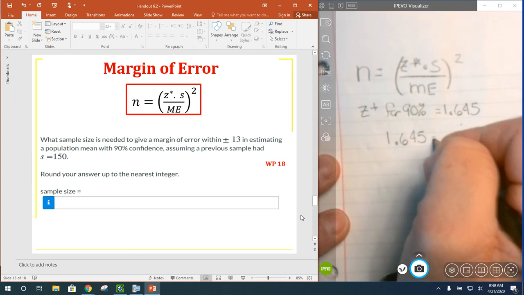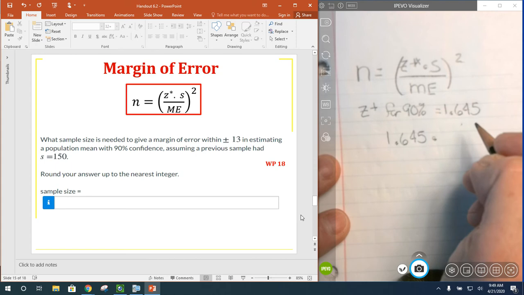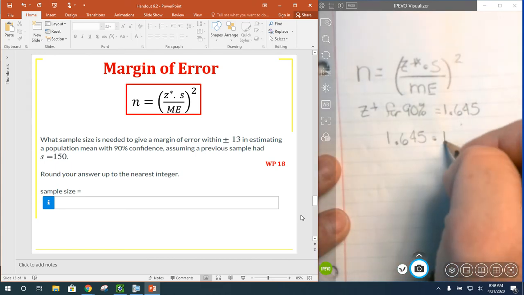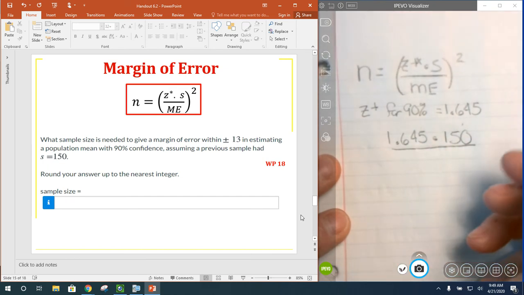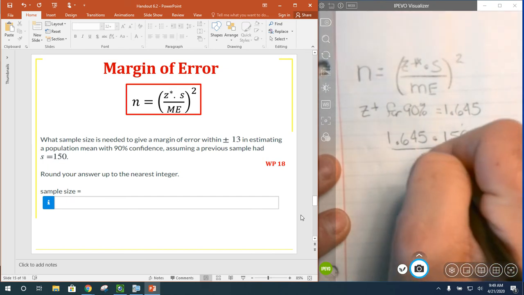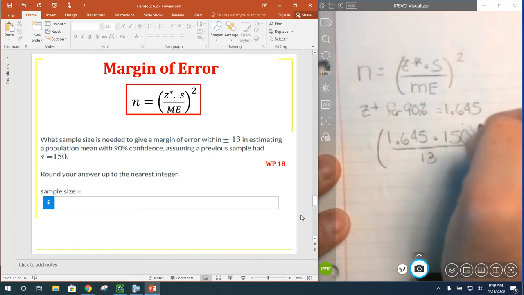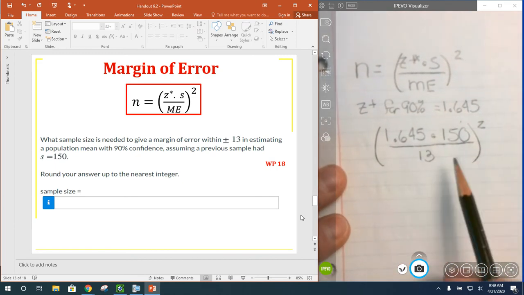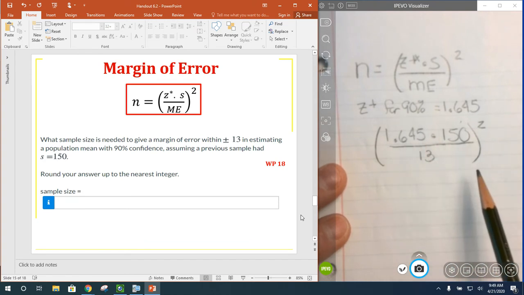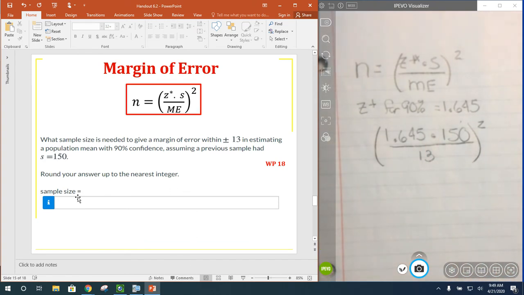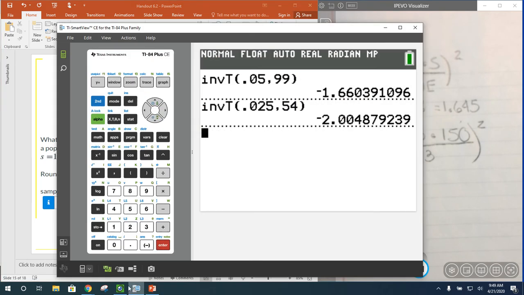I need it multiplied by the standard deviation, the s value, which was 150. And I need to divide it by the margin of error, which was given to be 13. And don't forget that value has to be squared. Make sure in your calculator you put all of that in there just like that. It also says we should round up to the nearest integer.